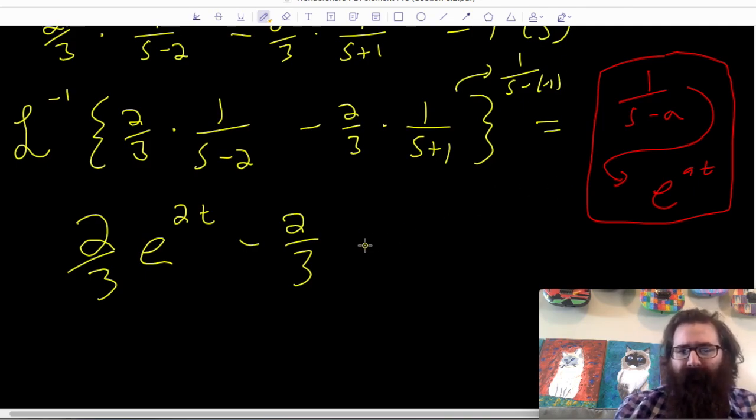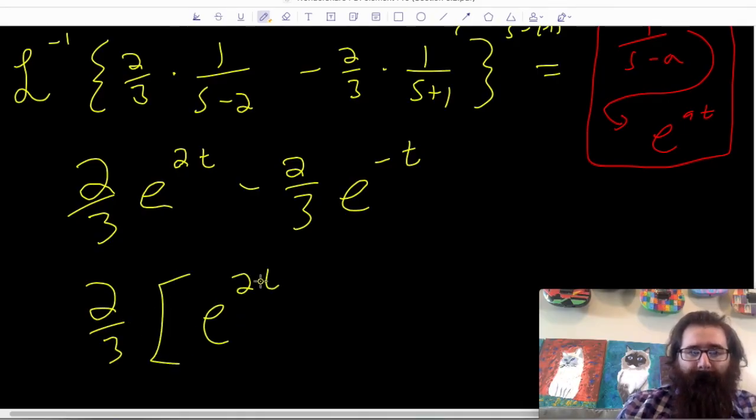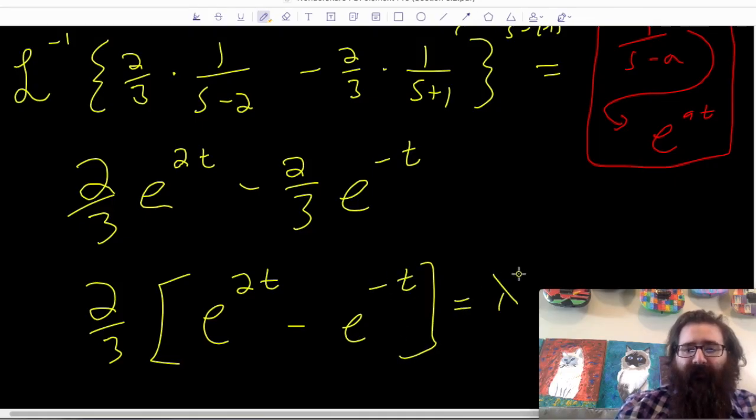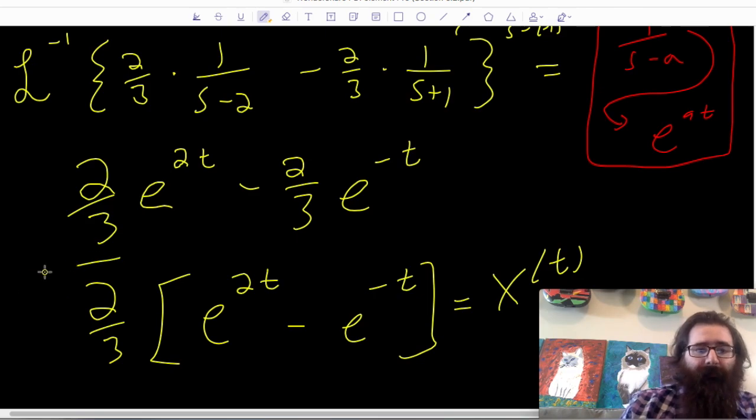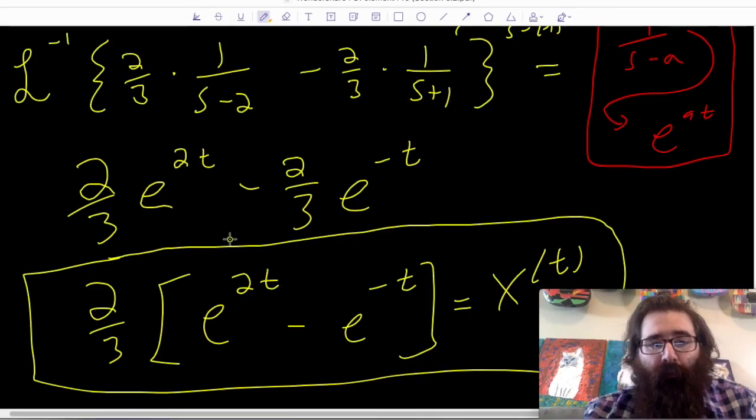So trying to be sort of flexible, a bit of problem solving, this is going to be e to the minus t. So e to the minus 1 times t is 1 over s minus negative 1, which is 1 over s plus 1. And if I want to factor a 2/3 out, that seems like a cool thing to do, e to the 2t minus e to the minus t with that 2/3 factored in front. This is equal to x, our function of t, and is our solution to the differential equation.